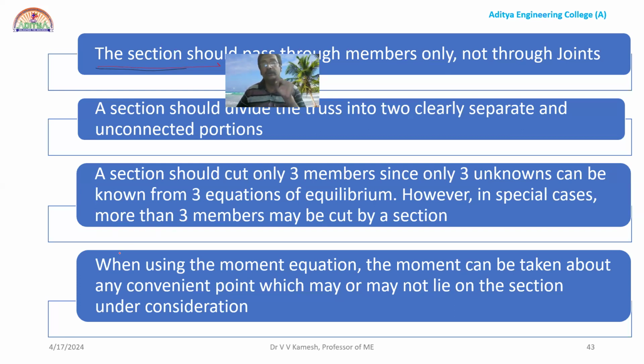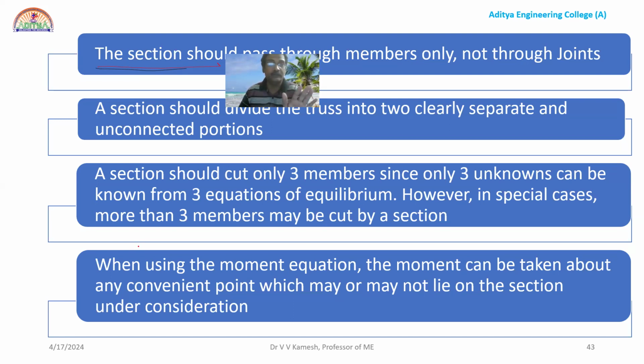A section should cut only three members. Why? Because we have three unknowns and three equations of equilibrium. One is sigma Fx equals 0, sigma Fy equals 0, and sigma moment about any point is 0, right? But in special cases, more than three members may be cut by a section. There we have more equations and the problem becomes a little more complicated. That is only in special cases.